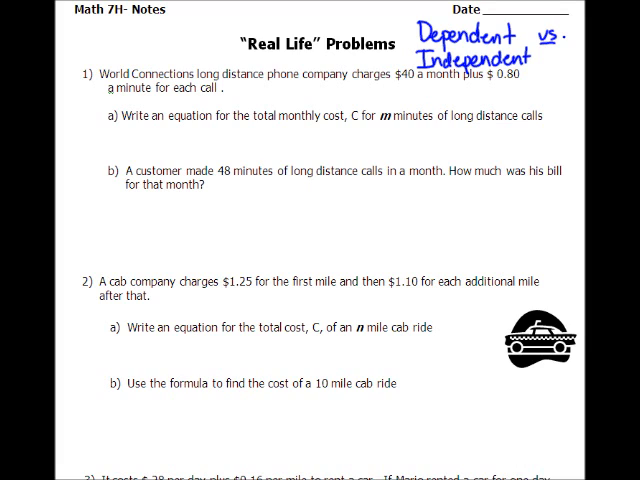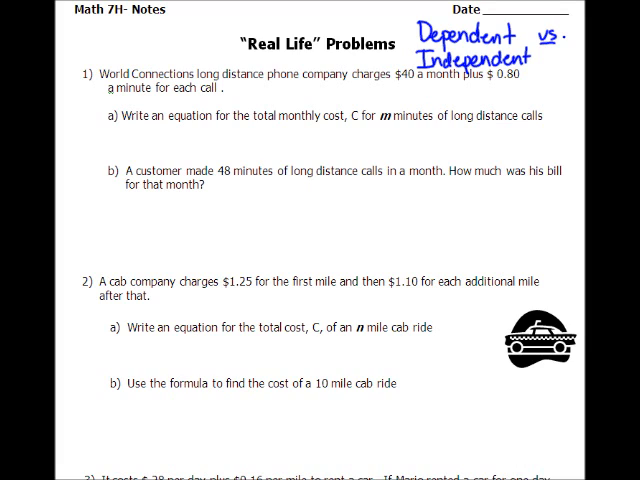So let's take a look at World Connections. They're a long-distance phone company that charges $40 a month plus 80 cents a minute for each call. So what we want to do is write an equation for the total monthly cost, we'll call it C, for M minutes of long-distance calls. So what is our dependent variable, C or M, and what is our independent variable, C or M?